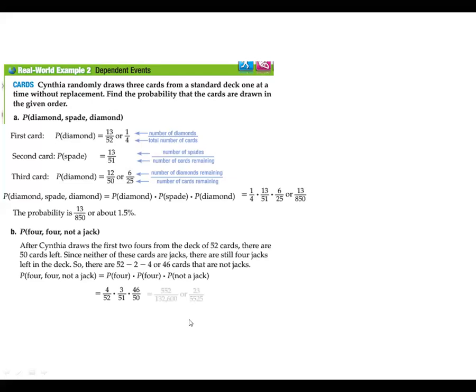Okay? Multiply those together, you would get 552 over 132,600, which reduces to 23 over 5525, and you get about 4.4%. The decimal for that would be 0.04. Okay?